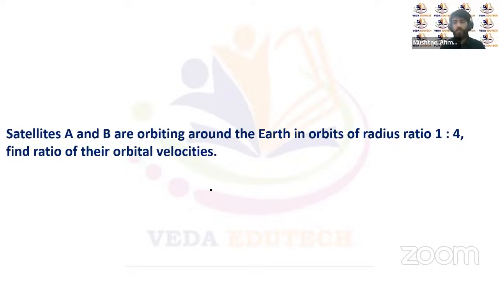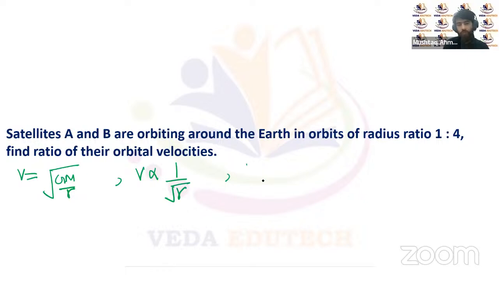Let's try to solve some questions related to it. I can see here we have a question that satellites A and B are orbiting around the Earth in orbits of radius with ratio 1 to 4. Find the ratio of their orbital velocities. We know that orbital velocity is under root of GM by r for the satellites, so orbital velocity is inversely proportional to the root of r. So v2 upon v1 equals under root of r1 upon r2.